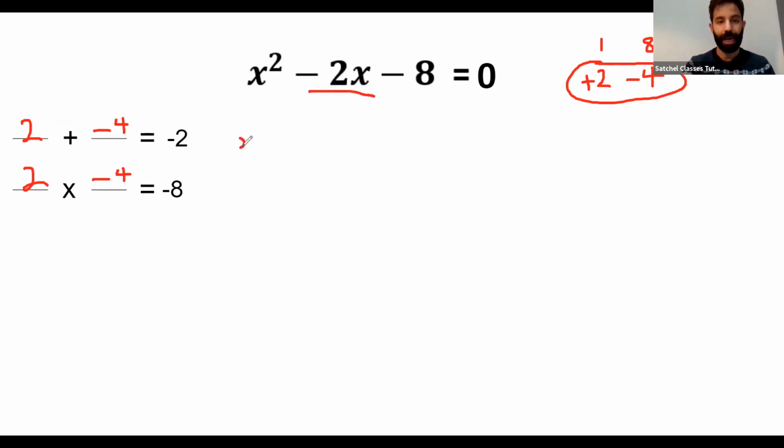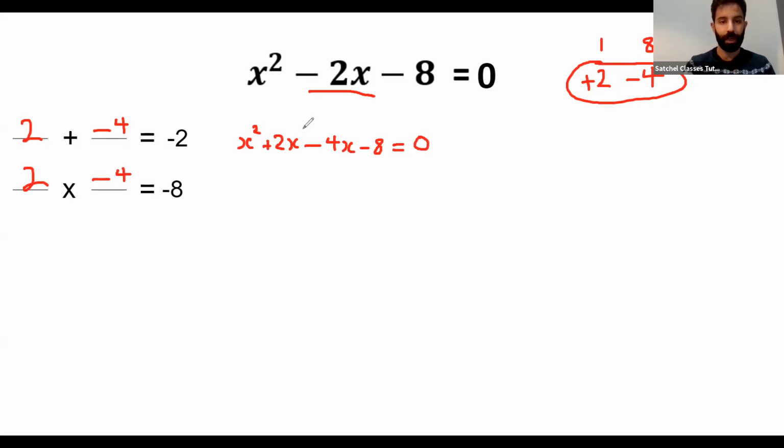So we can rewrite this as x squared plus 2x, because we're dealing with +2, minus 4x minus 8, and that will give us 0. Now again, notice here, all we've done is broken this -2 down into +2x and -4x. Now we need to split this equation into 2 halves.